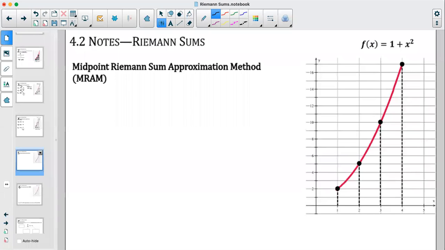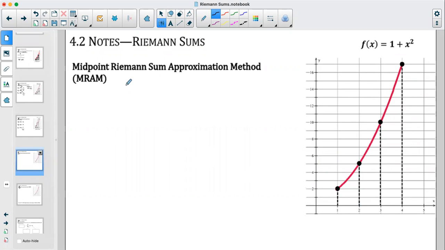Welcome back. We were doing rectangular approximations. We're going to do one more, and then we're going to do one other type of approximation, which is not technically a rectangular one, but it's a pretty good one. Which we're going to do first is the midpoint one.